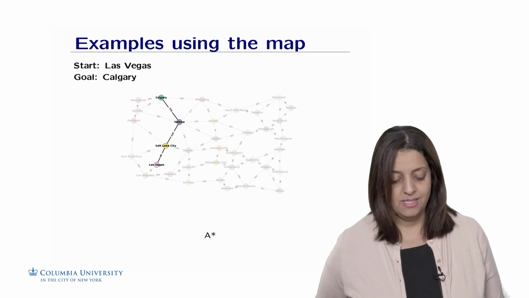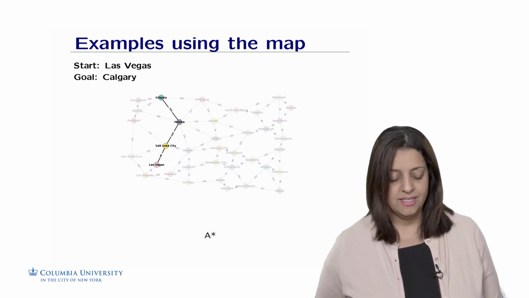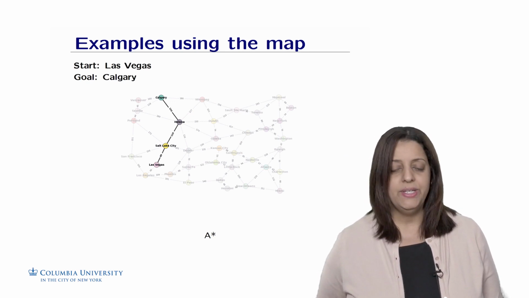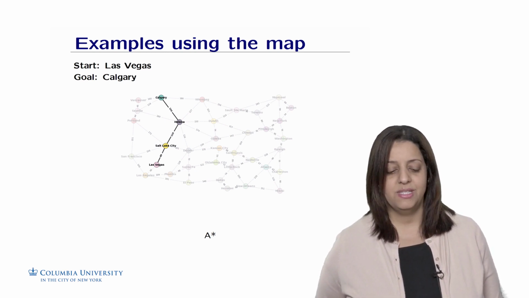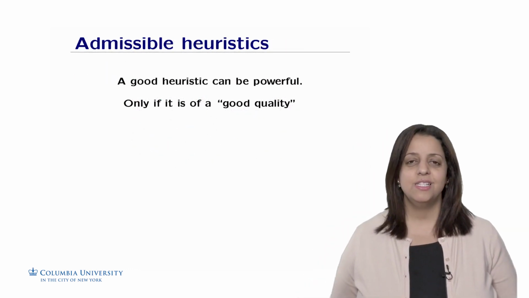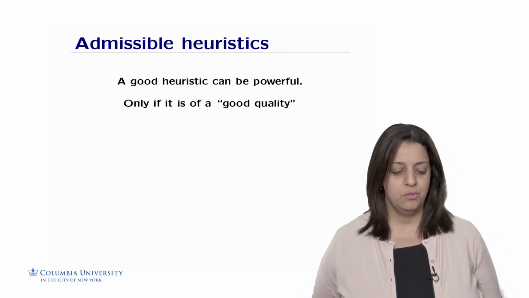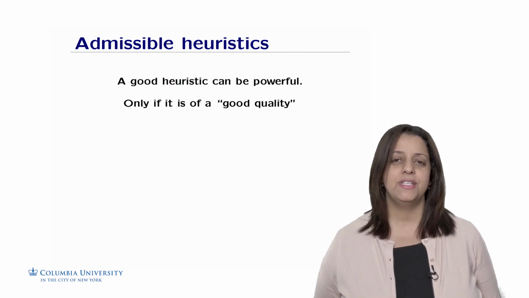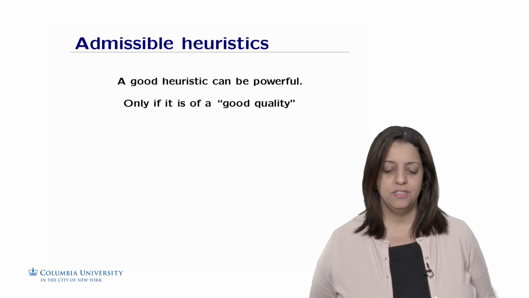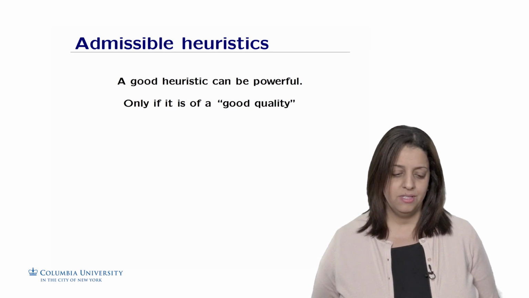If we do a similar process between Las Vegas and Calgary, we'll find a similar path to greedy search. So A-star always finds the optimal solution. Greedy search sometimes hits the best solution, but sometimes does not. So A-star does a pretty good job at finding the optimal solution. However, it must rely on a good heuristic, because a good heuristic can turn to be a powerful one that leads us to the optimal solution.